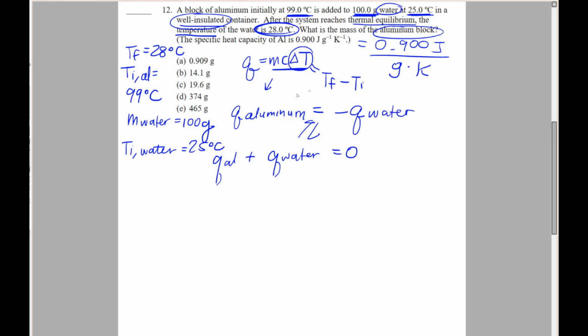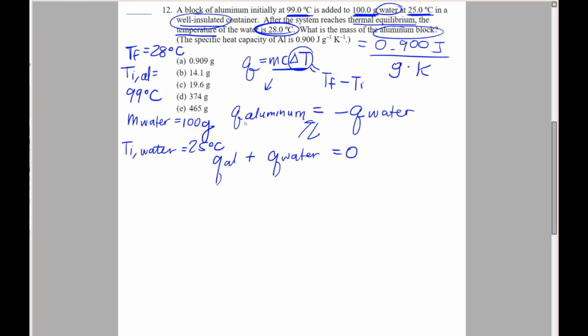So for example, the final temperature for both water and aluminum is 28 degrees Celsius. Let's say you add 273 to that, and you're also adding 273 to this 99 degrees Celsius, which is the initial temperature of the aluminum. Then when you subtract the initial from the final, TF minus TI, it's still going to be the same thing, since you're just adding the same amount of 273.15 to both temperatures. So in this case, we can just keep everything in Celsius to save us some time.